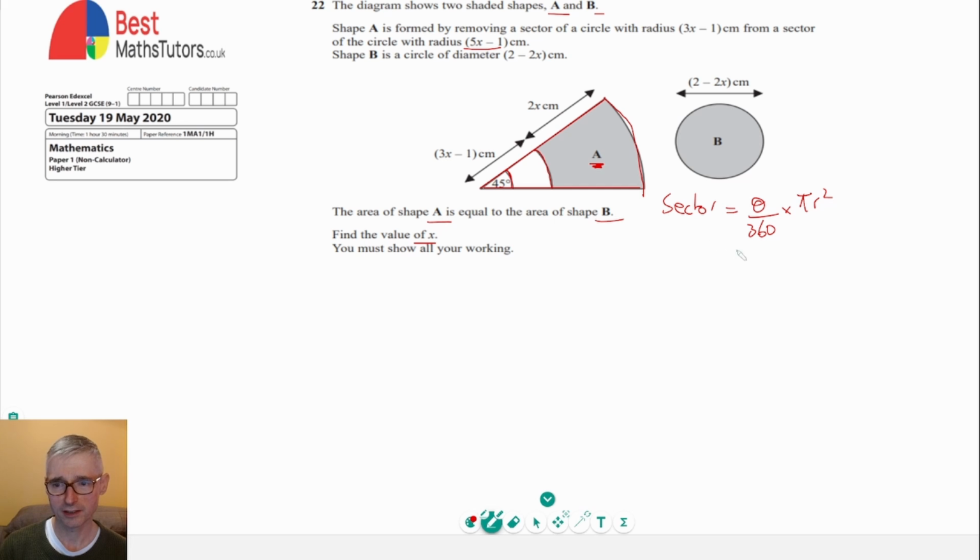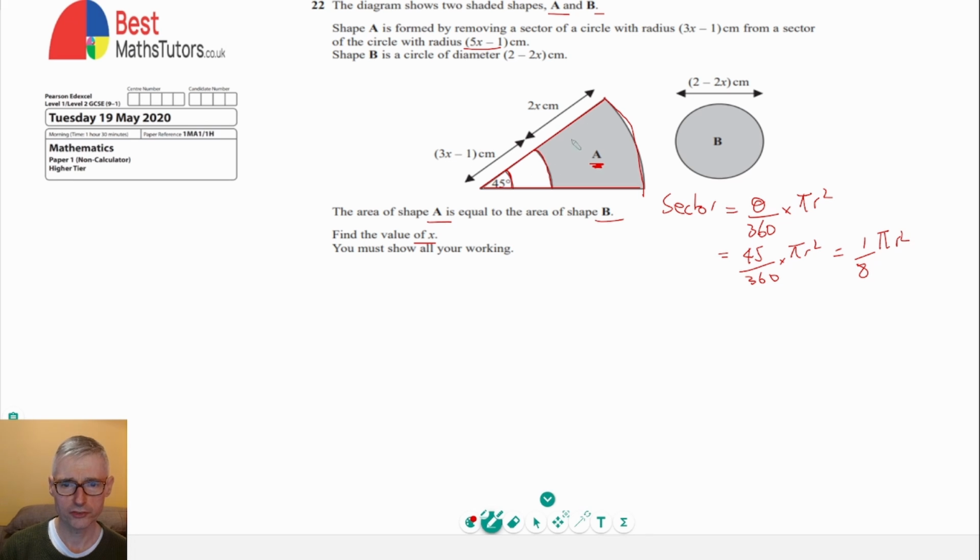So in our case, since the angle is 45 degrees, it's actually 45 over 360 for either of the two sectors that we've got here, the smaller one or the bigger one, and then times by pi r squared. And just to make life easy at the moment, I'm going to simplify this fraction. 45 over 360 will cancel down to make 1/8. So it's 1/8 pi r squared.